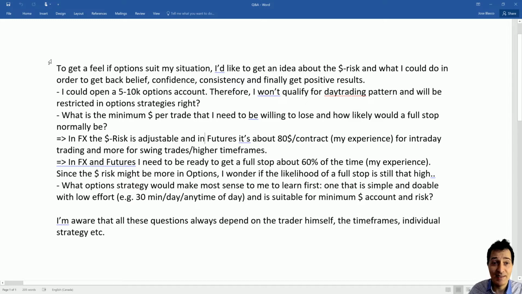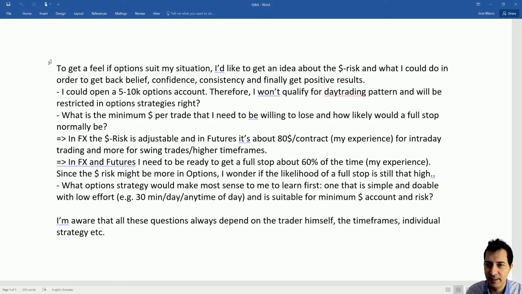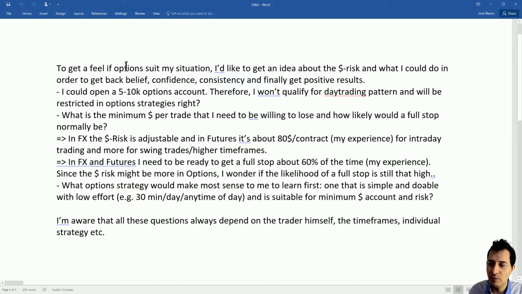So again, as I said, first I'm going to read the whole thing so you get the perspective, you get where these questions are coming from. So then when we dive into each of them separately, we can get a deeper understanding of the context of the question. Okay, so to get a feel if options suit my situation, I'd like to get an idea about the dollar risk and what I could do in order to get back belief, confidence, consistency, and finally get positive results.